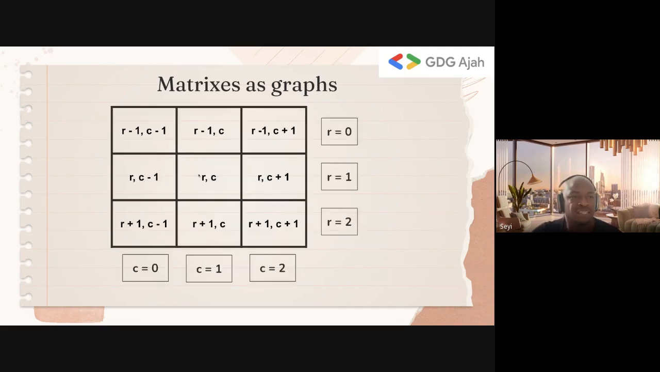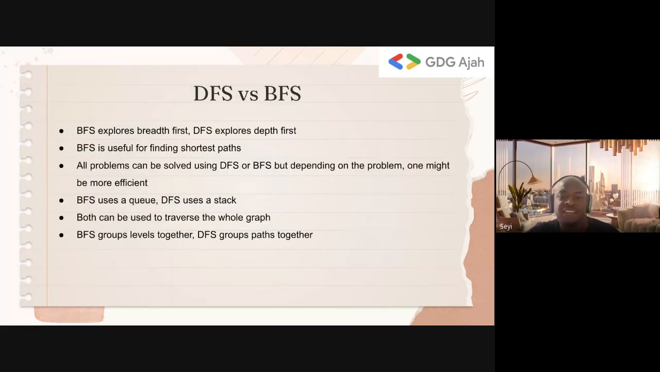So this is matrices as a graph. When we do matrices, this is the formula to get the adjacent cells of a matrix. You can go row minus 1 to plus 1, column minus 1 to plus 1, the entire combination. You can go through this later. So BFS versus DFS, which one is more applicable?